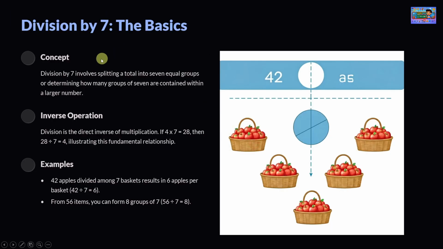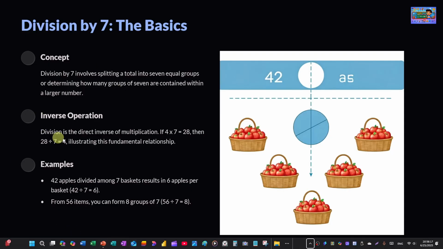Division by 7, the basics. Concept: division by 7 involves splitting a total into 7 equal groups, or determining how many groups of 7 are contained within a larger number.